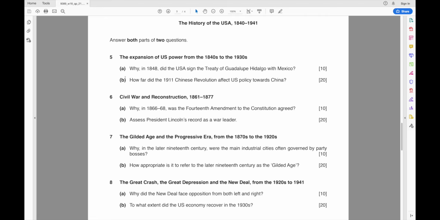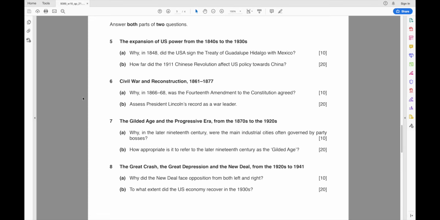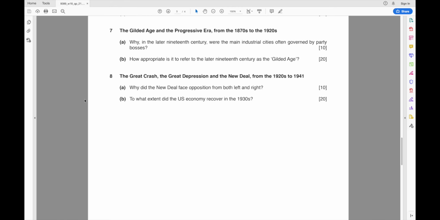All right, so let's go ahead and look at the US option. The one that I picked to do for the A was question 8, which is the Great Crash, the Great Depression, and the New Deal from the 1920s to 1941. This question A is, why did the New Deal face opposition from both left and right?